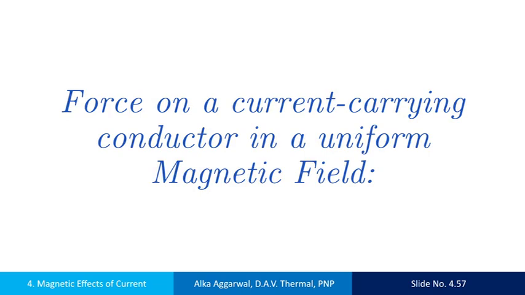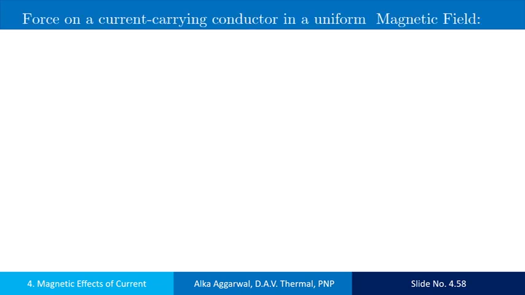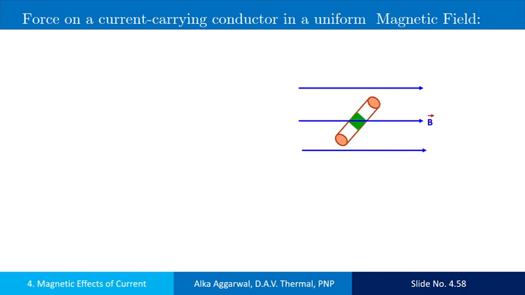Now, the force on a current carrying conductor placed in a uniform magnetic field. It is a uniform magnetic field as the lines are equidistant and parallel. It is a conductor which is placed in a magnetic field. Current I is flowing through this conductor and the axis of the conductor makes an angle theta with the direction of the magnetic field. Let this green portion be the part of this conductor, of length dl.